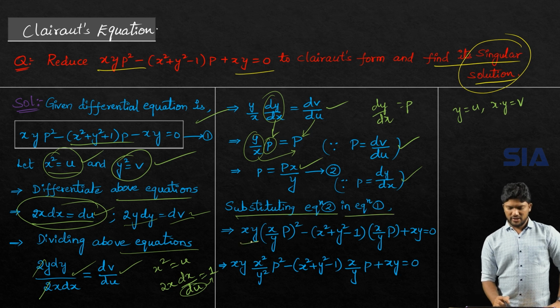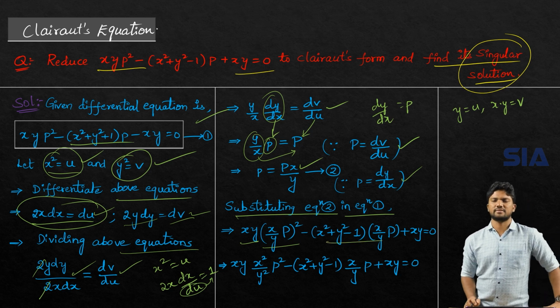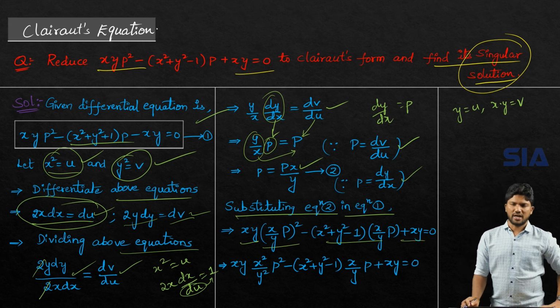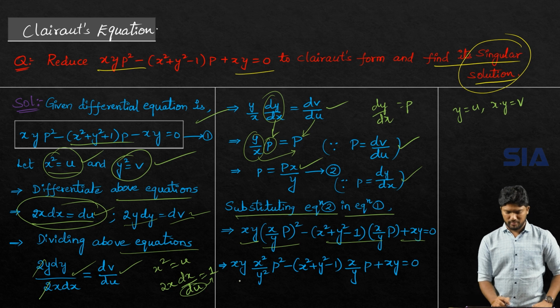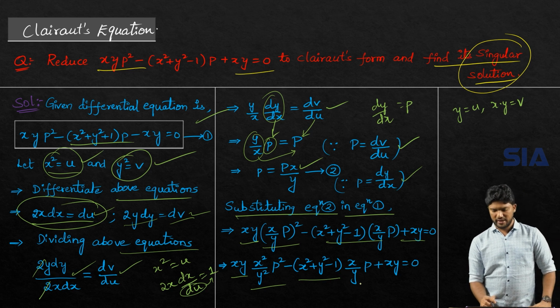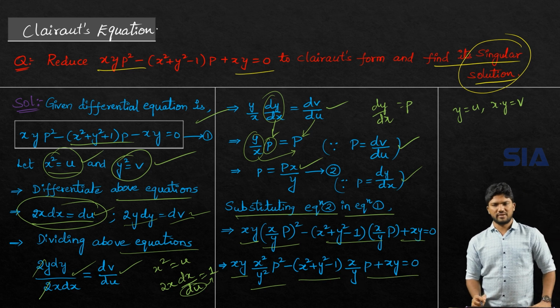Therefore xy, and wherever you have small p, substitute x by y into capital P, whole square, minus (x square plus y square minus 1) into x by y into capital P, plus xy equal to 0. After substitution, now simplify: xy into x square by y square into capital P square minus (x square plus y square minus 1) into x by y into capital P plus xy equal to 0.